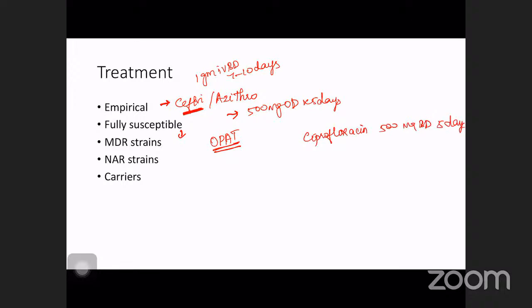If you do not know the sensitivity pattern, at that time you can start ceftriaxone or azithromycin. Once you know the sensitivity pattern and the organism is susceptible to fluoroquinolone, the drug of choice is always going to be ciprofloxacin because the relapse rate is less than 2% with ciprofloxacin, whereas the carrier rate is a little bit higher with ceftriaxone and azithromycin, and therefore the drug of choice will be ciprofloxacin. The relapse rate and carrier rate are very low.